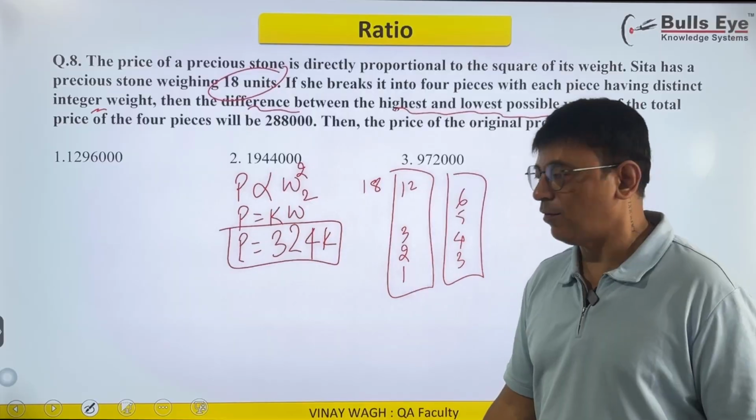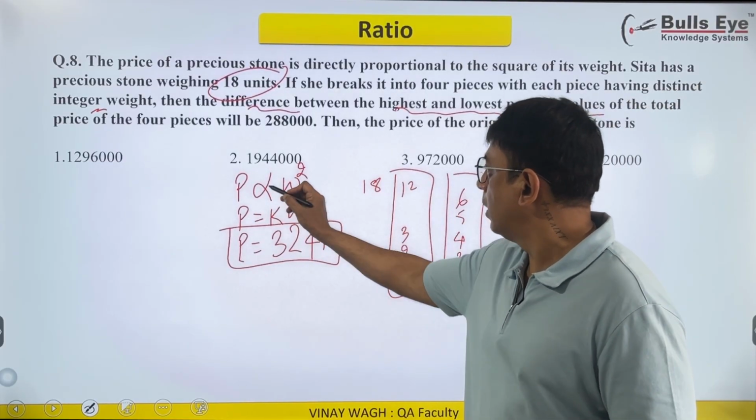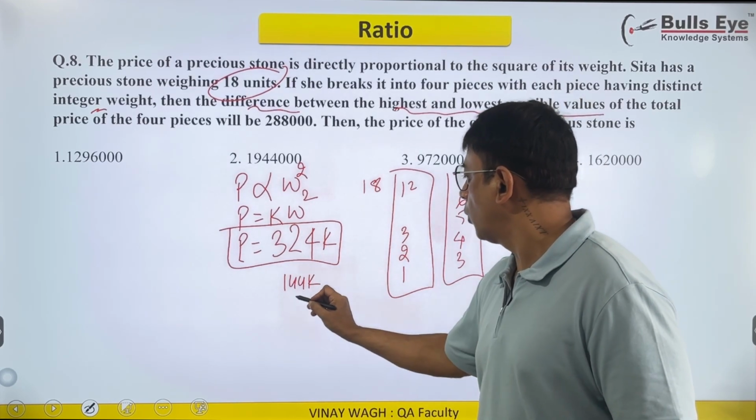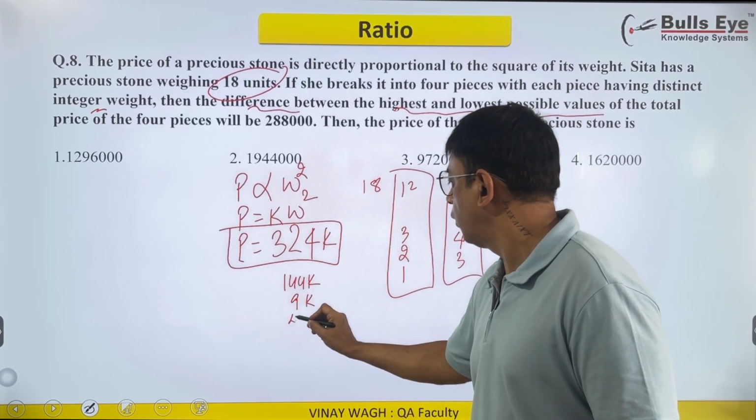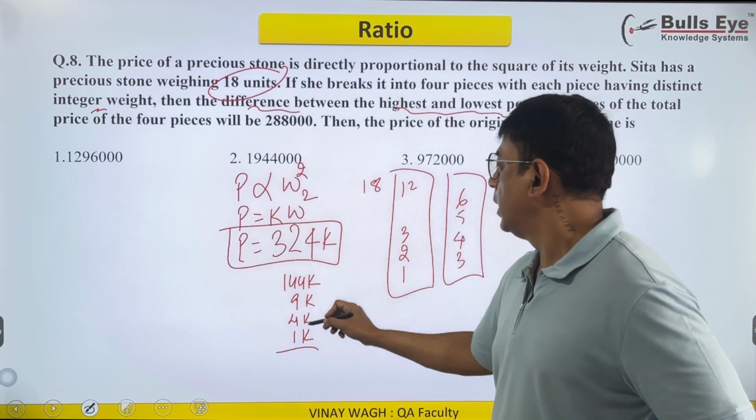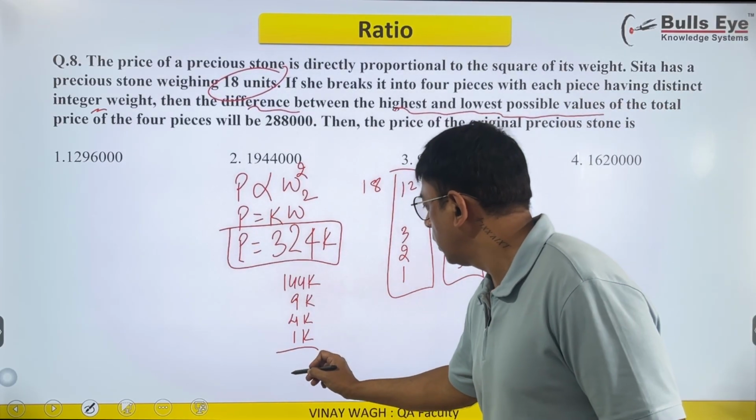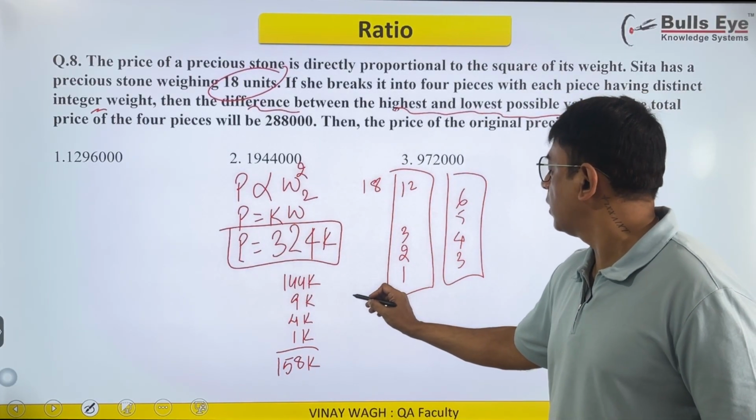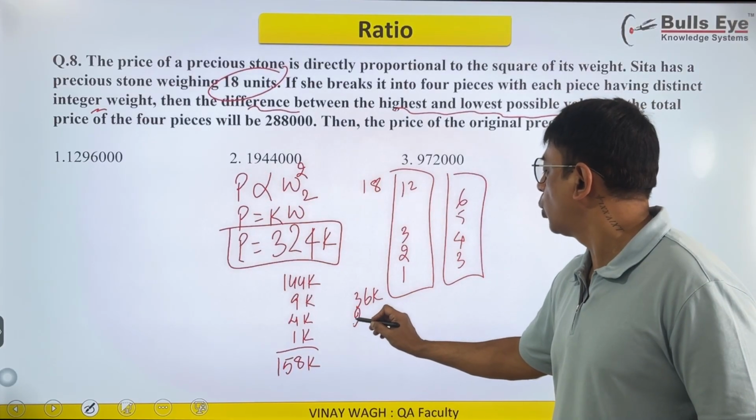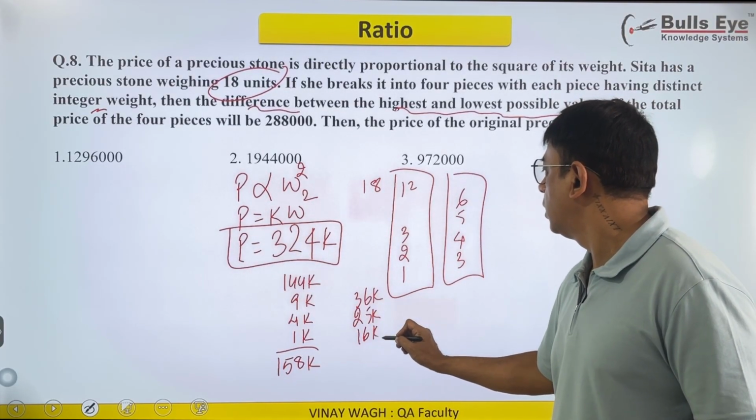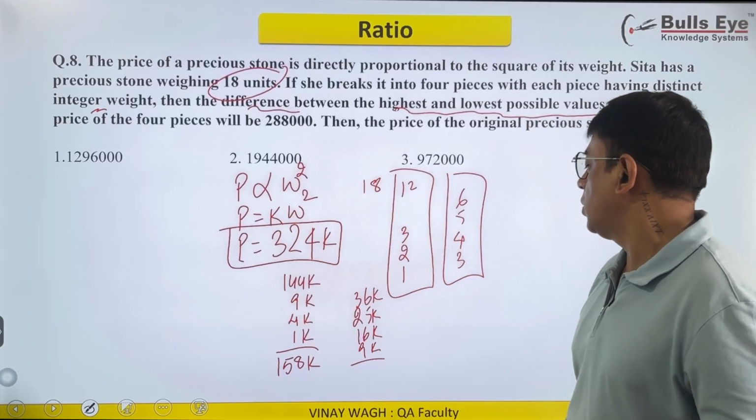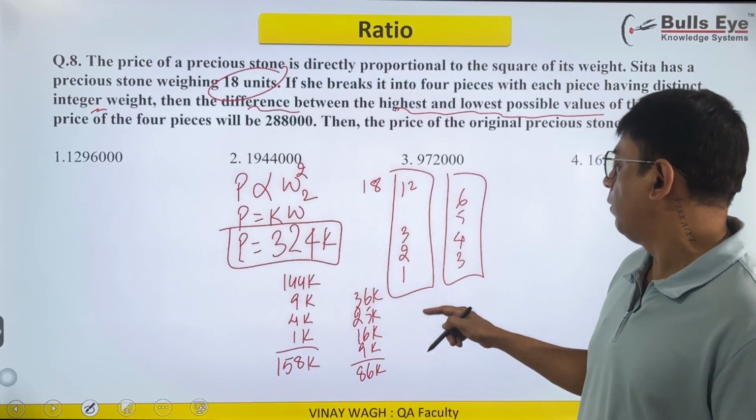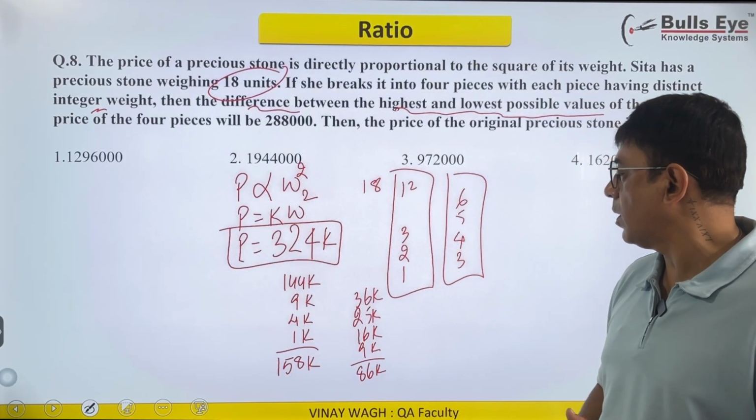Now let's find the prices of this. Price is equal to constant into weight square. 12 square is 144. 3 square is 9. 2 square is 4. 144 and 4, 148. 148 and 10, 158. This side, 6 square is 36. 5 square is 25. 4 square is 16. 3 square is 9. 61, 77, 86. Let me just check it. 50 and 11, 61, 77, 86, right?